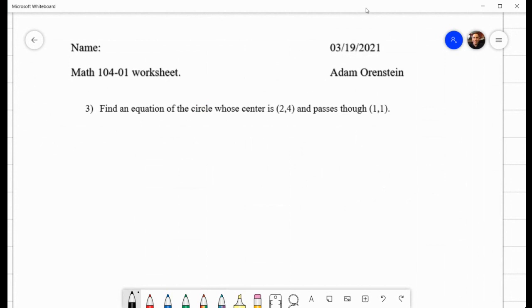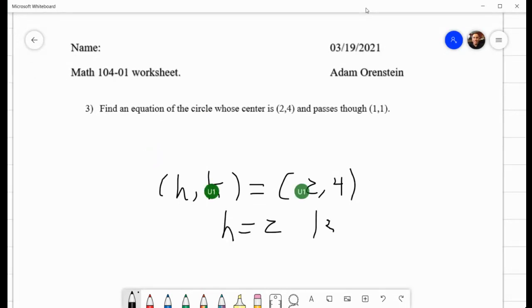So now we want the equation of a circle whose center is 2, 4, and it passes through a given point. So here we know that h, k has to equal 2, 4. So in other words, we know h is 2, k is 4.